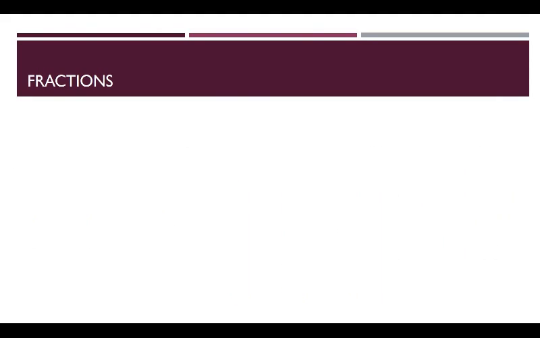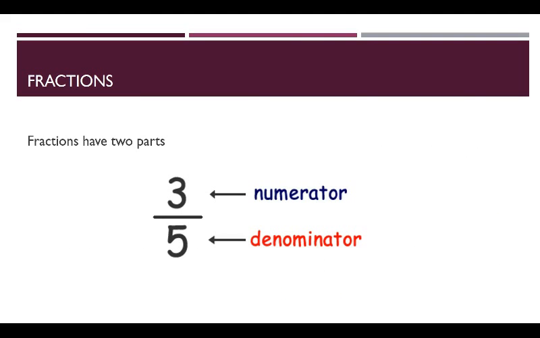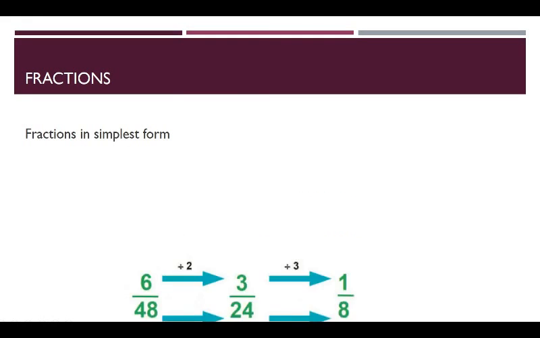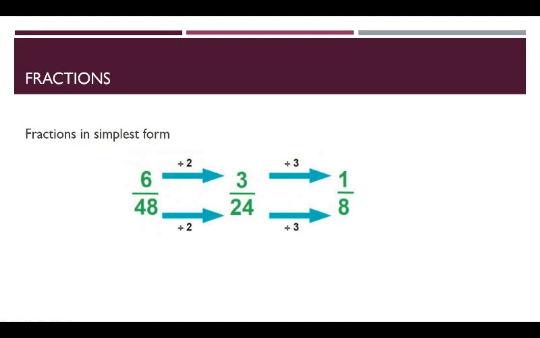Fractions are broken up into two parts: the top, which is called the numerator, and the bottom, which is called the denominator. In simplified form, the numerator will be smaller than the denominator. Fractions typically need to be simplified. For example, 6 out of 48. Both numbers can be divided by 2 to get 3 out of 24, then divided by 3 to get 1 over 8. This is the same as dividing both numerator and denominator by 6.